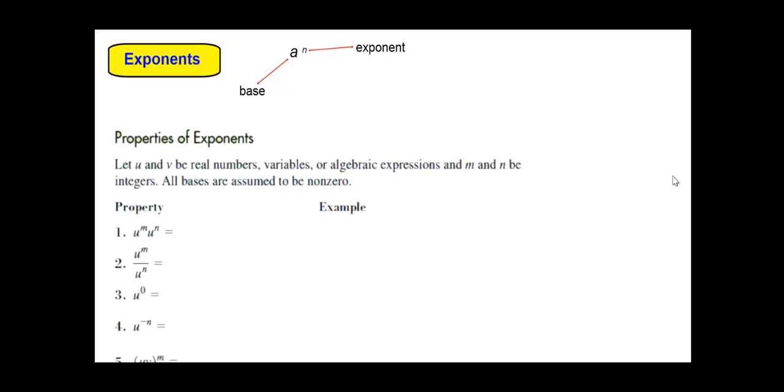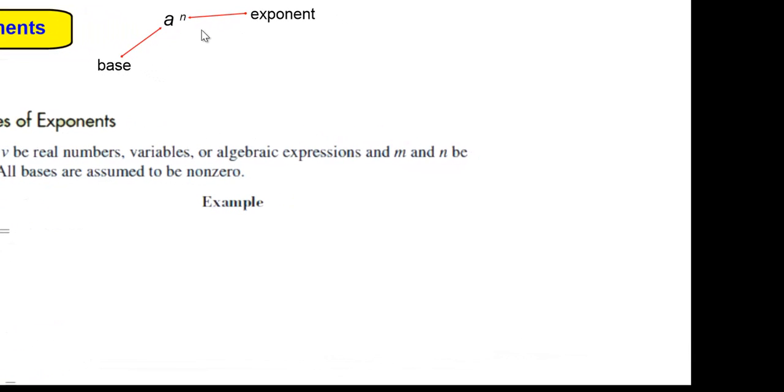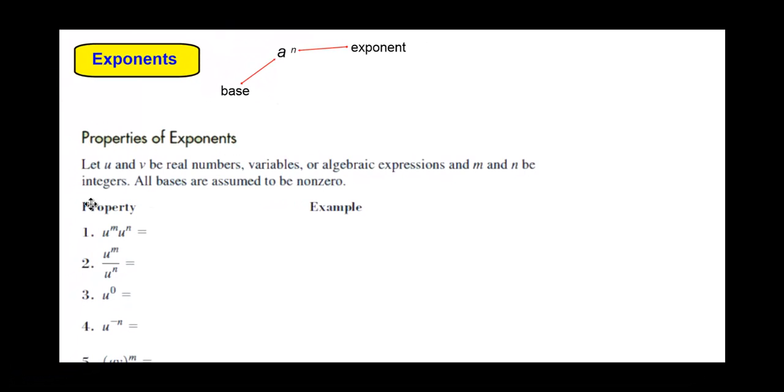Exponents. It's another area that it would be good for us to review. The exponent part is the superscripted number, and it describes how many times the number is multiplied by itself. So in this example, n is the exponent. The base is the number that's always in regular script, and that's the number that gets multiplied by itself.